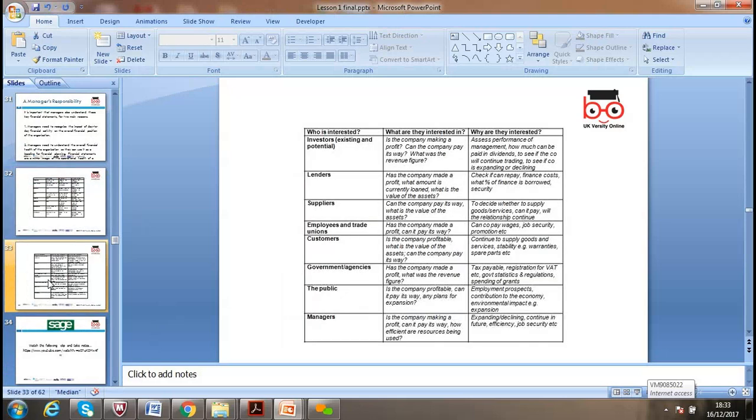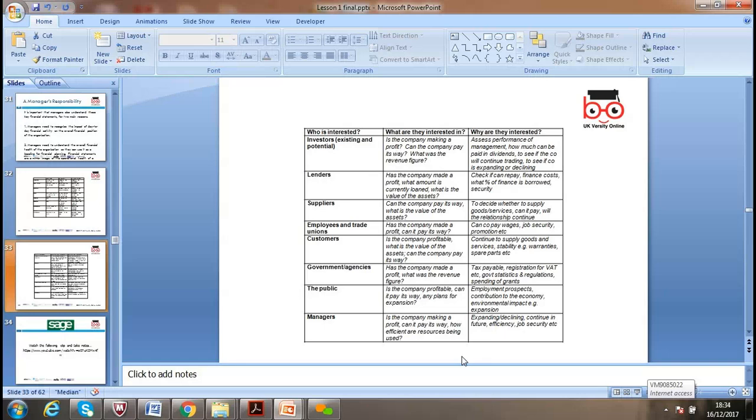So that's all about public limited and private limited. And these are the stakeholders. An investor is a stakeholder, lenders are stakeholders, suppliers, customers, government agencies, the public, and managers. They have different sorts of interest within a company, and they are always looking at financial information to make decisions.